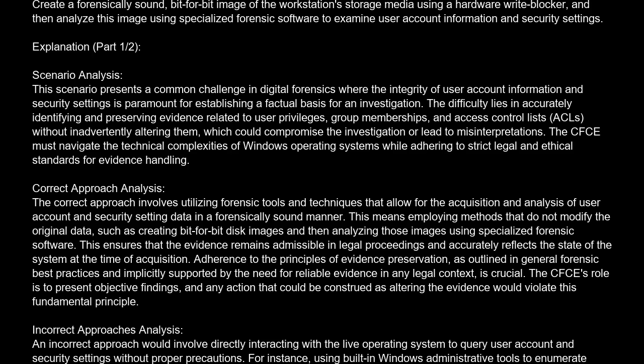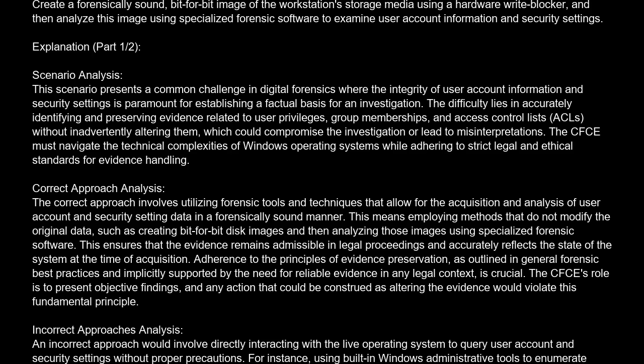Explanation. Scenario analysis. This scenario presents a common challenge in digital forensics where the integrity of user account information and security settings is paramount for establishing a factual basis for an investigation. The difficulty lies in accurately identifying and preserving evidence related to user privileges, group memberships, and access control lists, ACL, without inadvertently altering them, which could compromise the investigation or lead to misinterpretations. The CFCE must navigate the technical complexities of Windows operating systems while adhering to strict legal and ethical standards for evidence handling.